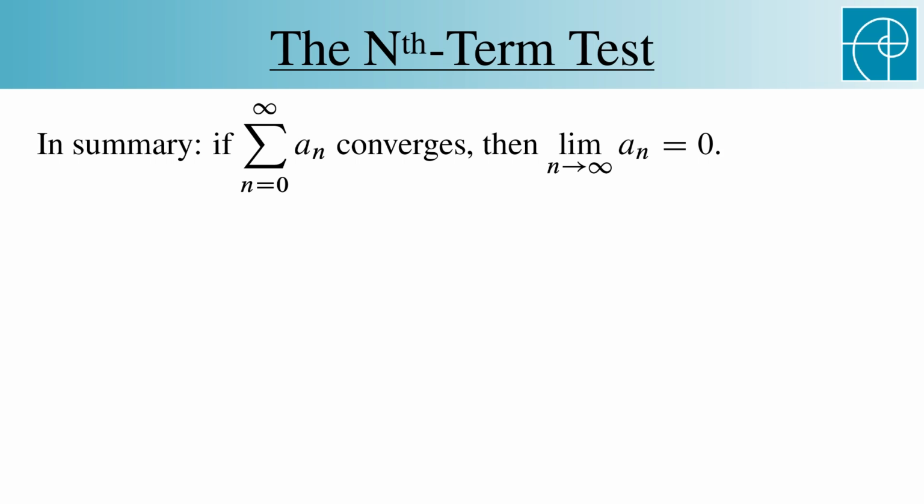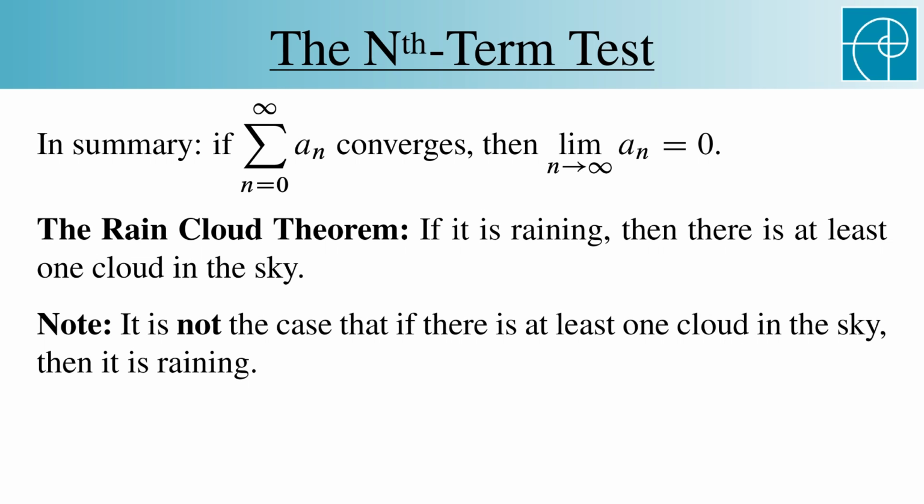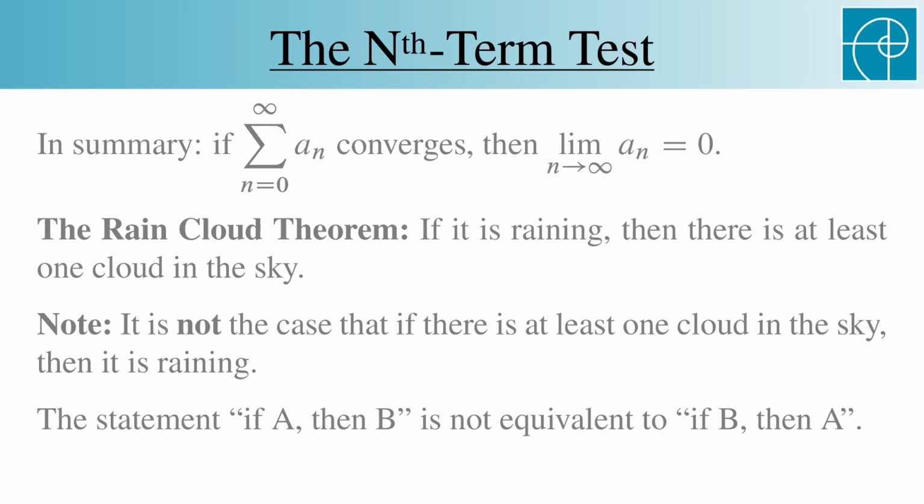To help clarify what this does and doesn't say, let's look at the rain cloud theorem. This says that if it's raining, then there's at least one cloud in the sky. Clearly, it's not true that if there's at least one cloud in the sky, then it's raining. In general, the statement "if A, then B" is not equivalent to the statement "if B, then A." Sometimes they're both true, but they're not equivalent statements.